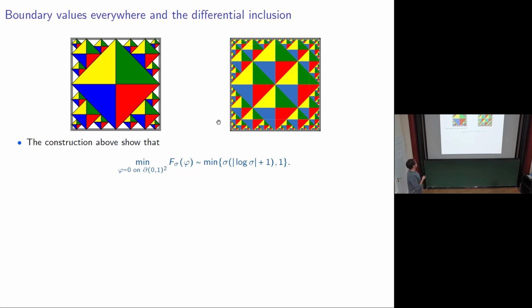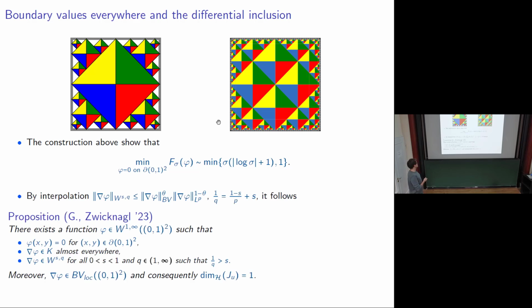And of course, you can also now send this construction to infinity, and you'll get a solution to the differential inclusion. So meaning a function which is Dirichlet, the gradient is within the set of preferred gradients almost everywhere, and there's 0 boundary conditions on the sides of the square. And then by interpolation, you can prove it has a certain regularity which is below BV, because BV you cannot have because of the scaling law that we proved.